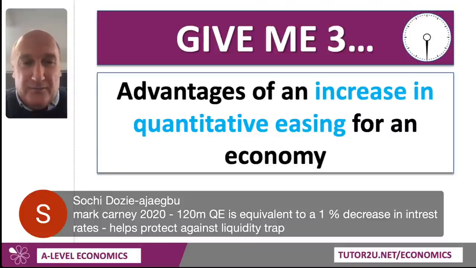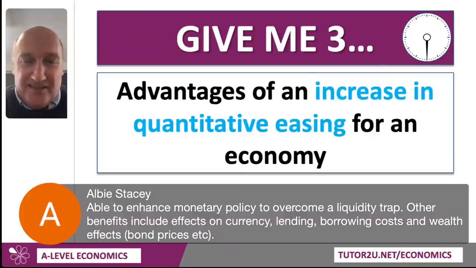Sochi comes in with a great point. A quote from Mark Carney, now gone, of course: 120 million QE is equivalent to a 1% increase in interest rates. I think it should be 120 billion QE, probably. It helps protect against the liquidity trap. Albie has a great point.